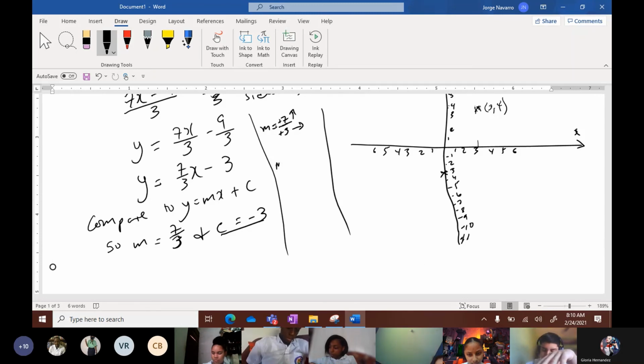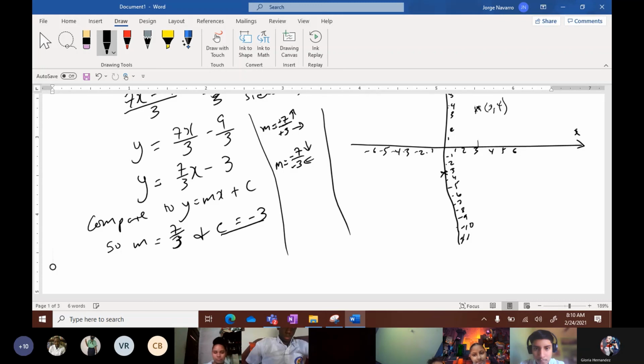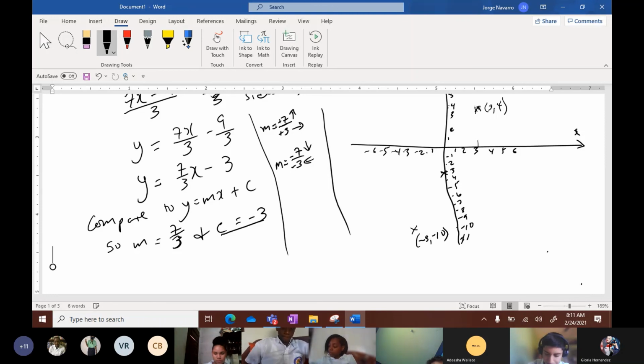But 7/3 can also come from -7 over -3, which means I'll go down 7 and I'll go back 3. So if I go down 7, 1, 2, 3, 4, 5, 6, 7, I'm going to be at -10. And I forgot to put the negatives in these. And I would go back to -3, giving me this point as (-3, -10). Sorry, I'll try to fix that. And then I would take my ruler, which I don't have with me presently, and I would draw my line. Obviously, I have to extend it.